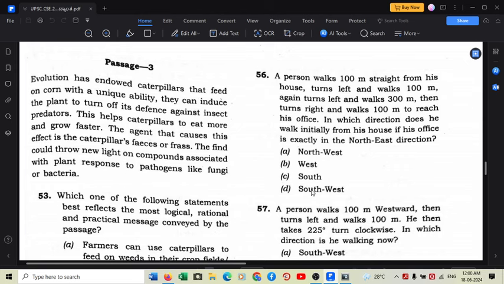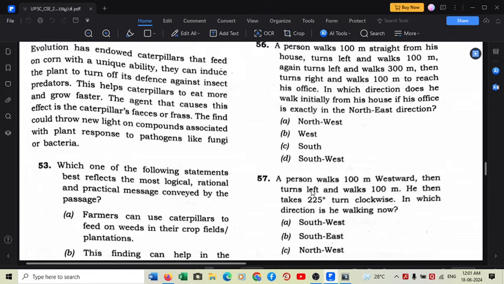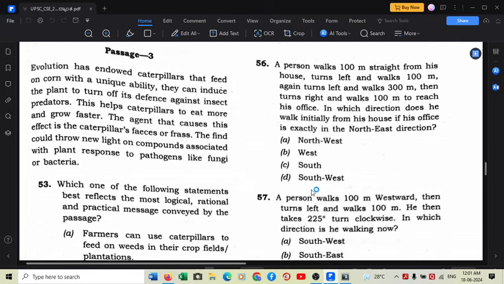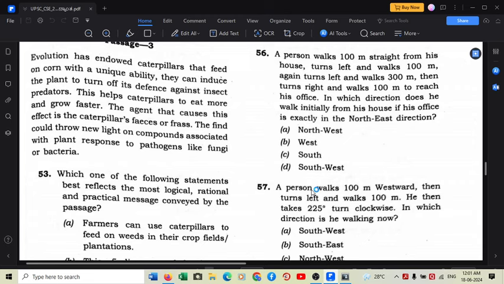The find could throw new light on compounds associated with plant response to pathogens like fungi or bacteria. So what are pathogens? Pathogens are agents which carry some kind of infection. In this case they are referring to fungi or bacteria. So basically this caterpillar behavior is a find which could throw new light on compounds associated with plant response. Compounds which are able to generate plant response can be studied well with this behavior of caterpillars. So let us look at the question. Question number 53.